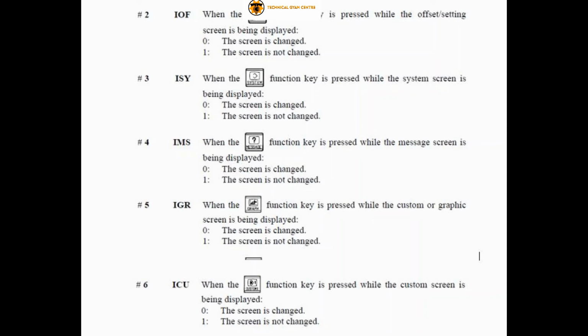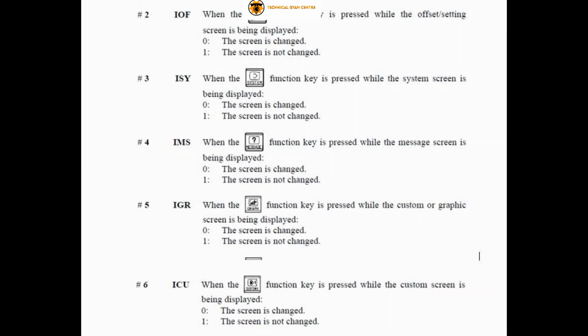#4 is for IMS. When the message key is pressed, the message screen will display. If you make it 1, the screen is not changed. #5 is for IGR. When you press the graph function, it displays the custom graphic screen. If you make this 1, the screen is not changed. #6 is for ICU. When you press the custom button, you get a custom screen on your display. When you make it 1, the screen will not change and it will not be displayed.